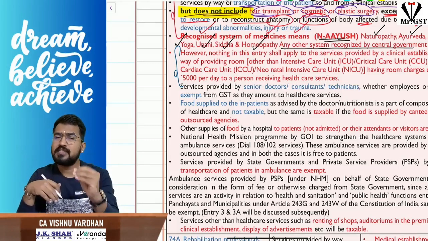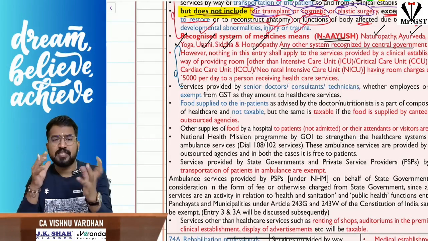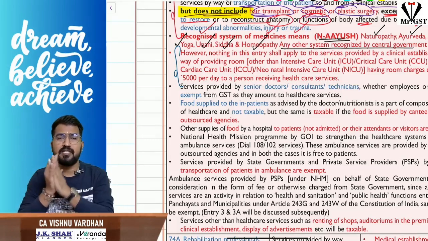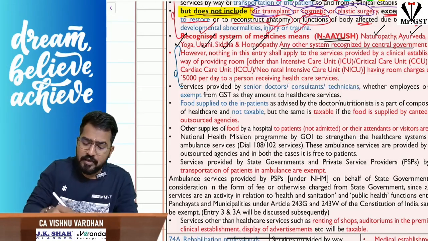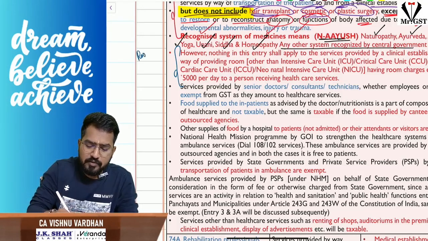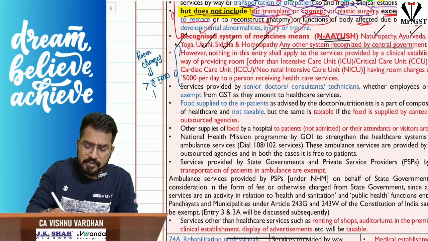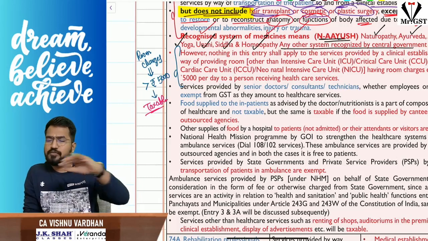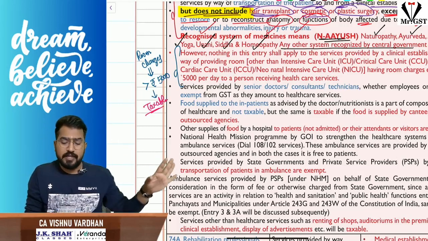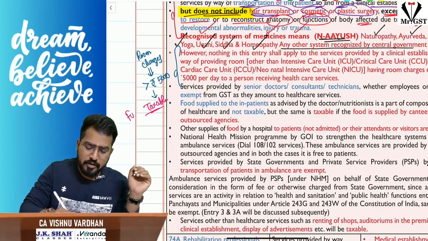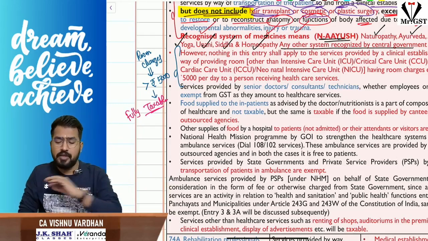Now, in healthcare service, the exemption was given, but the government was thinking, I want to get some revenue out of this healthcare service also. So they came up with an idea. Any room charges that hospitals collect, if greater than rupees 5,000, then it is taxable. Are you understanding the point? If it is less than or equal to 5,000, fully exempt. Greater than 5,000, fully taxable. Let us keep it clear. That is the point.